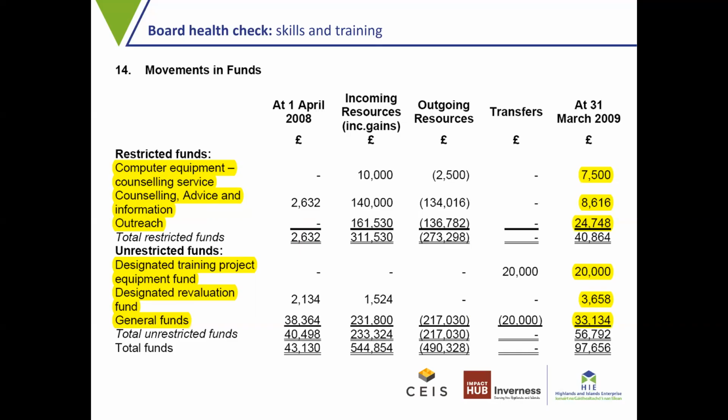The note also shows that unrestricted funds are for £20,000 designated fund for training project equipment, 3,658 designated for the revaluation of investments, and 33,134 for general funds. So although the £20,000 for the training project equipment was part of the general funds, the Advice Centre has decided to use some of the general funds and designate it specifically to spend on training project equipment.